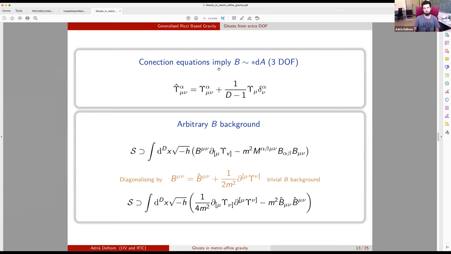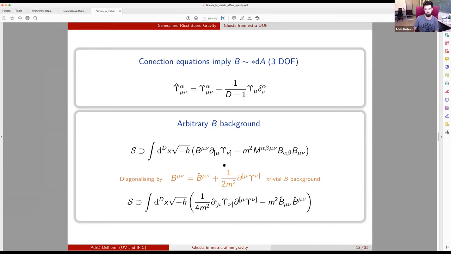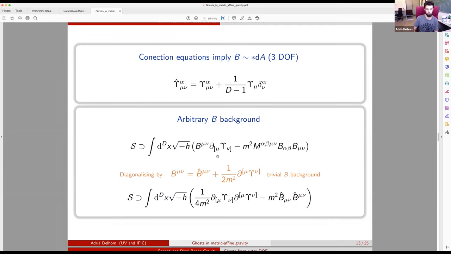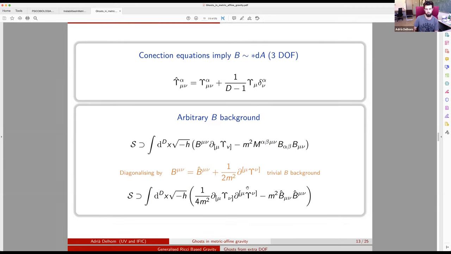To see that more explicitly, let us just redefine the connection by stripping a projective mode from it. And then in terms of this redefined connection, the relevant part of the action, this should be around a trivial B background, I believe. So let us consider a trivial background for the two-form, and the relevant sector of the action after doing this splitting for the connection reads like this. So we see that there is this non-standard kinetic term for the projective mode and then a mass term where this M is somehow a mass tensor for the two-form, right? Again, by diagonalizing, we see that either the kinetic term for the projective mode or the mass term for the B field have the wrong sign, so a ghost appears in the spectrum, okay? And note that this M tensor needs to be trivial in the case that we consider a trivial B background.